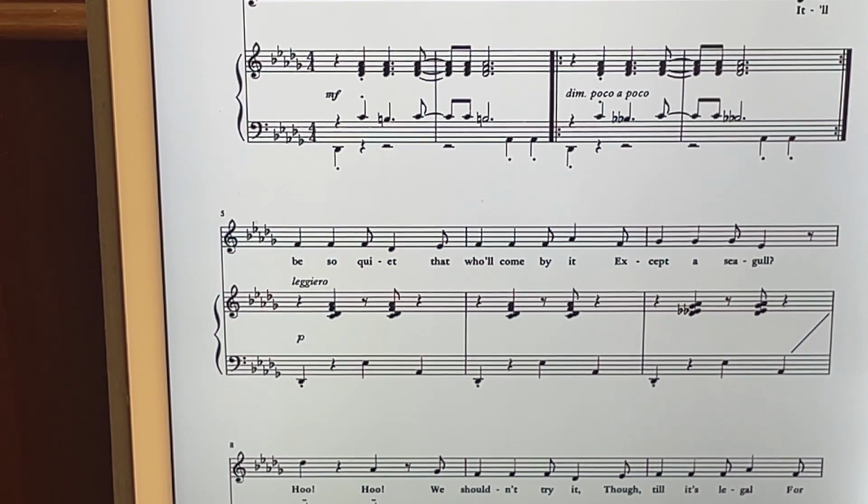There we go. Now when we speed that up, it'll go like this. So listen once, then we'll try it together.